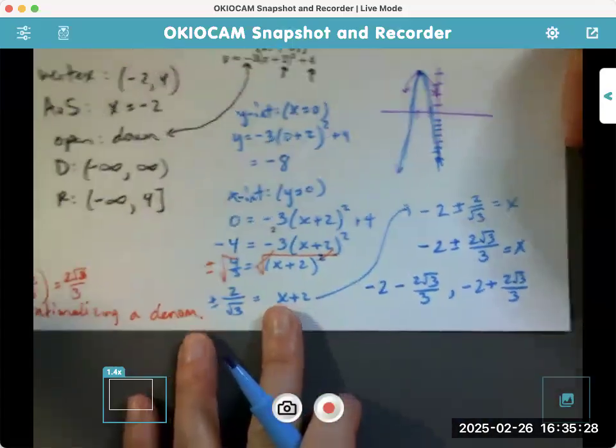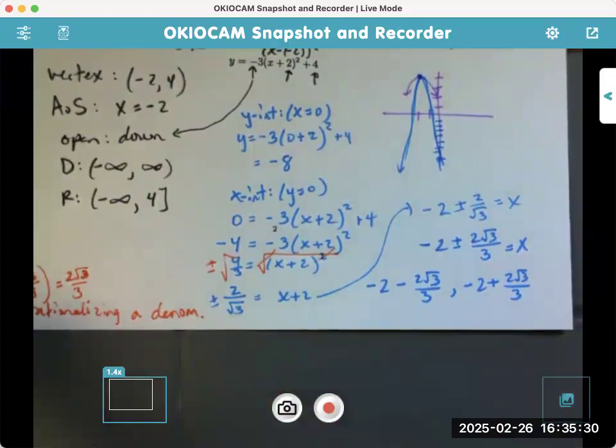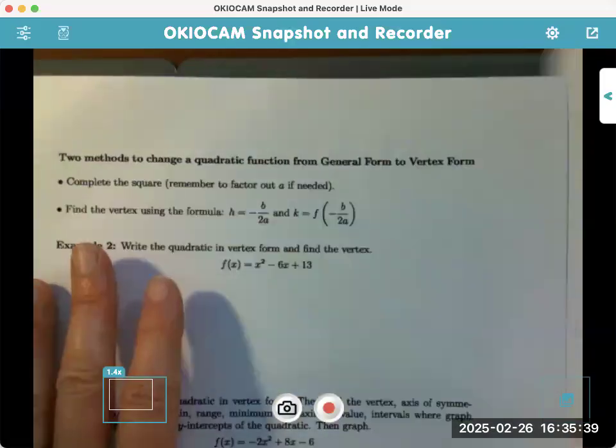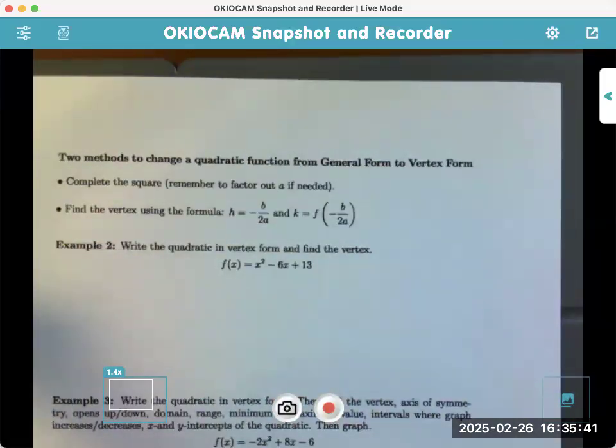Okay. So just if you also need to find the x-intercepts, there's an example there. So moving right along. There are 2 methods to go from general form to vertex form.